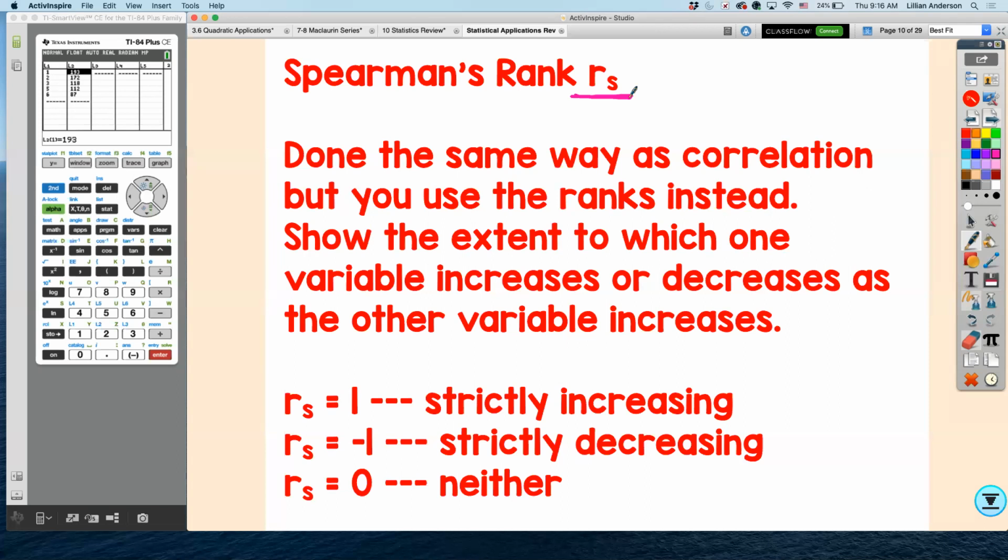Spearman's rank is used to show the extent to which one variable increases or decreases as the other variable increases. So that is the purpose of Spearman's rank, to see if a variable is going to increase or decrease as another one increases. The closer our Spearman's rank is to 1, the more likely our data is to increase. The closer it is to -1, the more likely our data is to decrease. And the closer it is to 0, it's going to be neither increasing nor decreasing, which literally means your data is pretty much scattered to the wind.